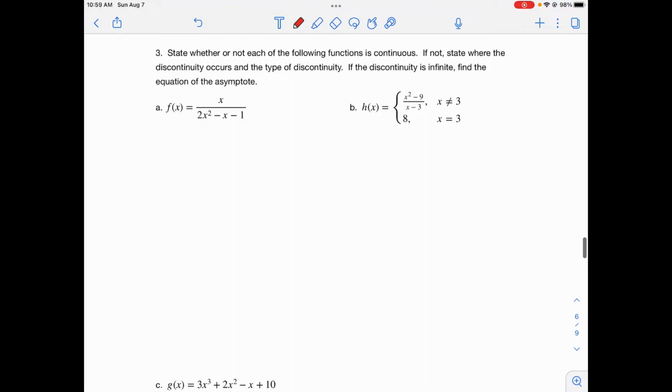State whether or not each of the following functions is continuous. If not, state where the discontinuity occurs and the type of discontinuity.